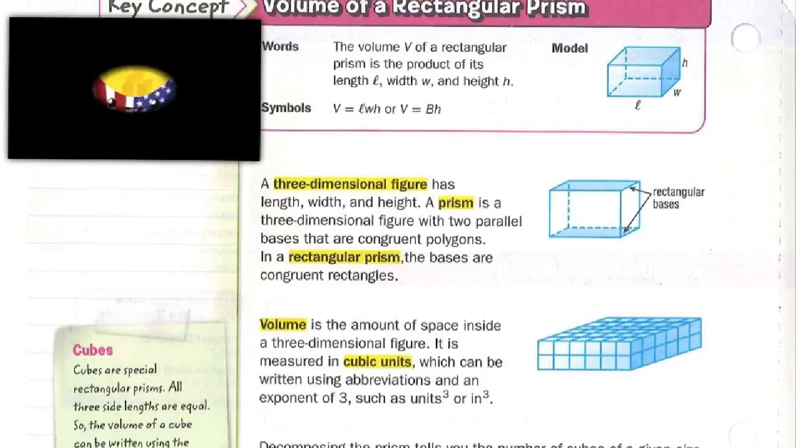Freddie gave you a pretty good definition of the volume of a rectangular prism and the formulas. You can use either of these formulas. I do want you to realize that B, like a capital B, means the area of the base.